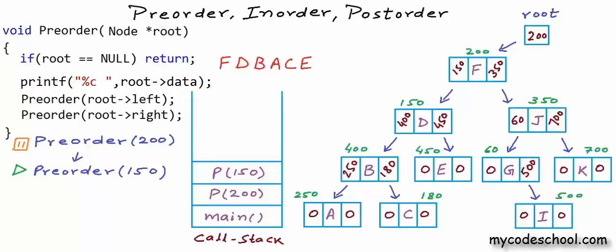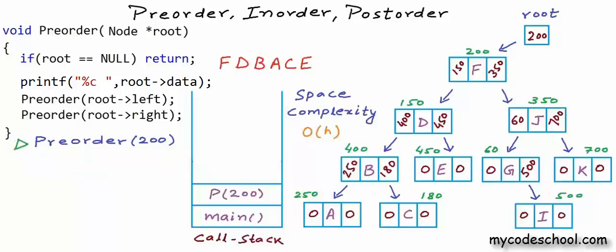Maximum growth of call stack due to this recursion will depend upon maximum depth or height of the tree. We can say that extra space used will be proportional to height of the tree. Or in other words, space complexity of this algorithm is big O of h, where h is height of the tree. Okay, coming back to the recursion, we are done with preorder 150, so preorder 200 will resume.